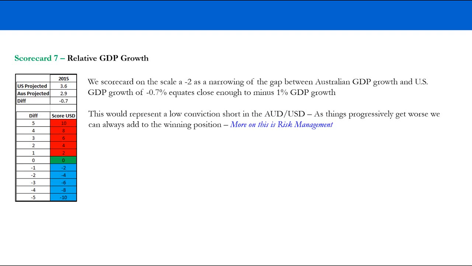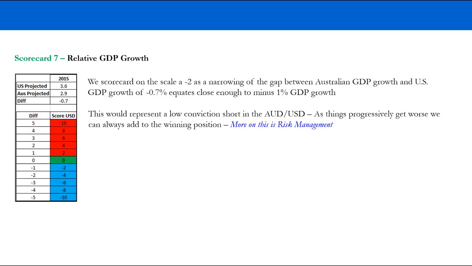If it does get worse for Australia, we can always add to it. So we'll be covering more on this in the risk management section. That basically covers relative GDP growth. This is something you can apply as a driver to all currency pairs. And remember, you also always have to have your endogenous analysis in the background.